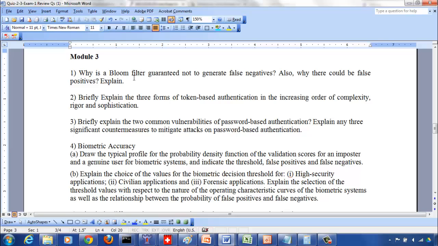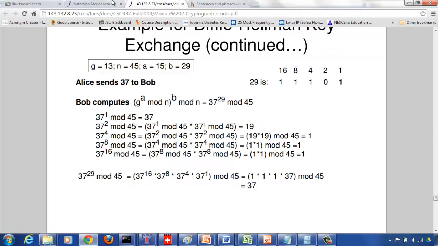So if a word is in the dictionary, all the corresponding bits of its hash values in the Bloom filter would be set to 1. So there's no way you can have false negatives. But there could be false positives. Why? Because there could be some other words for which their hash values would have the corresponding bit positions set to 1. Like we had that example.